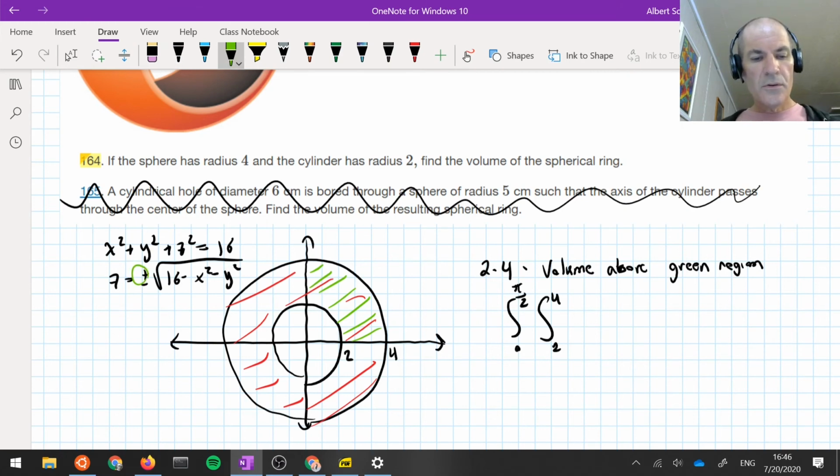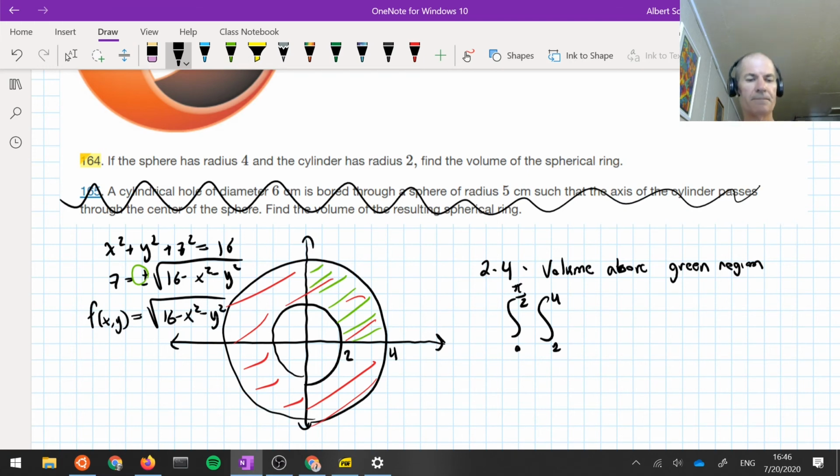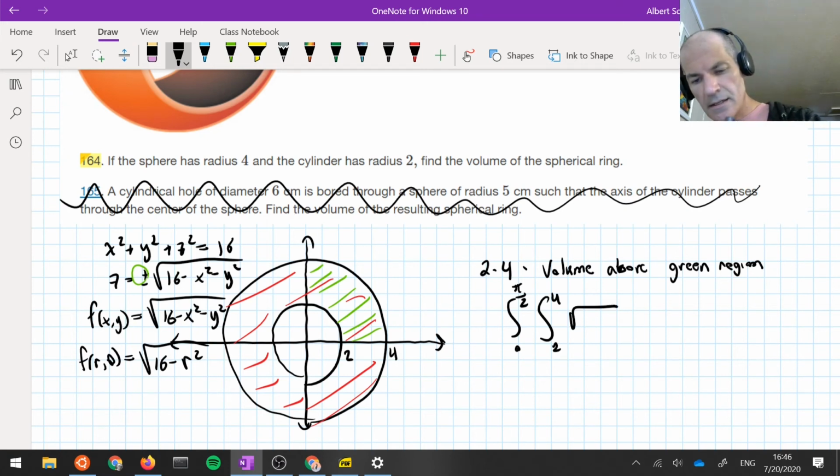And since we're only interested in the part above the green region, we'll take the positive side of this. So the function that we're integrating is f of x and y, the square root of 16 minus x squared minus y squared. Now we have to convert that to polar coordinates, but we see our friend x squared plus y squared sitting there, and in polar coordinates this becomes f of r and theta, the square root of 16 minus r squared. So we'll drop that in as the integrand, square root of 16 minus r squared. And then remember, in polar coordinates, we get r dr d theta.